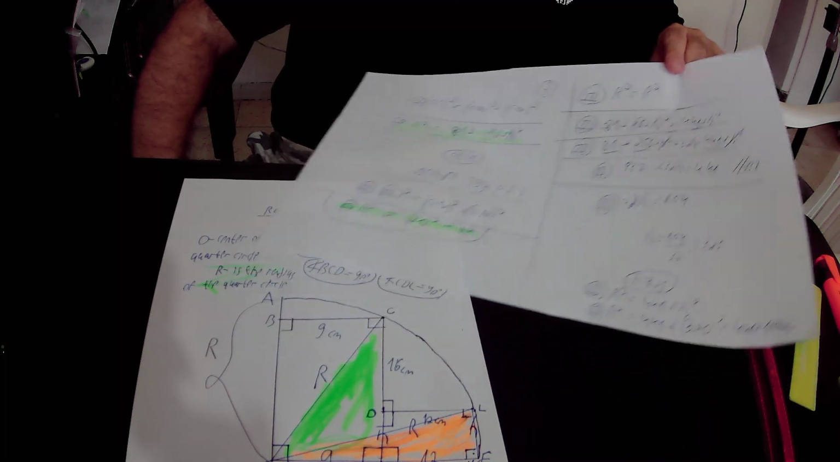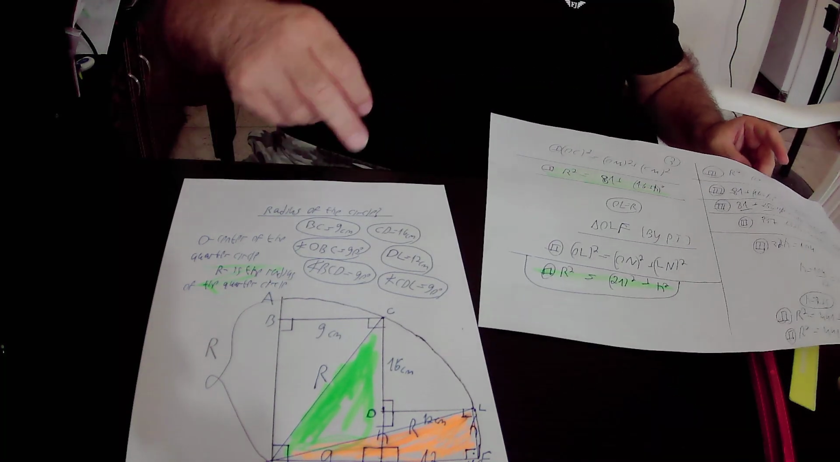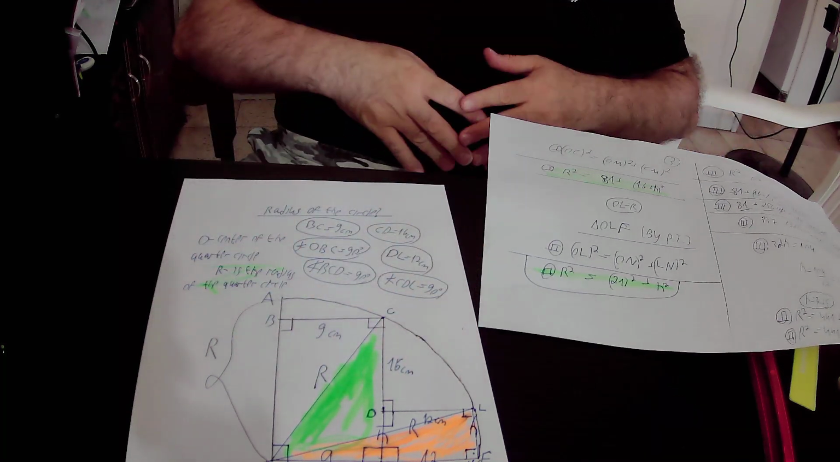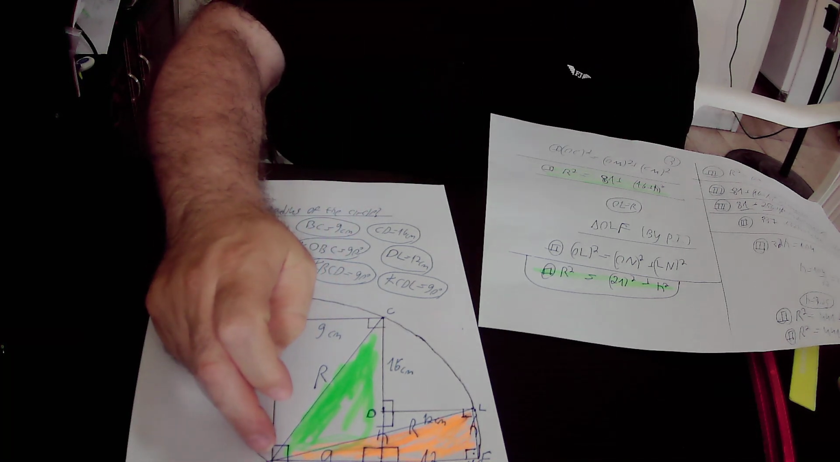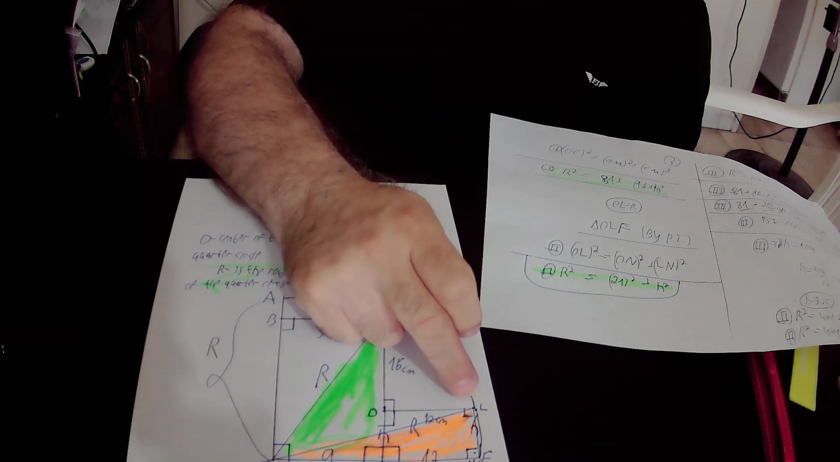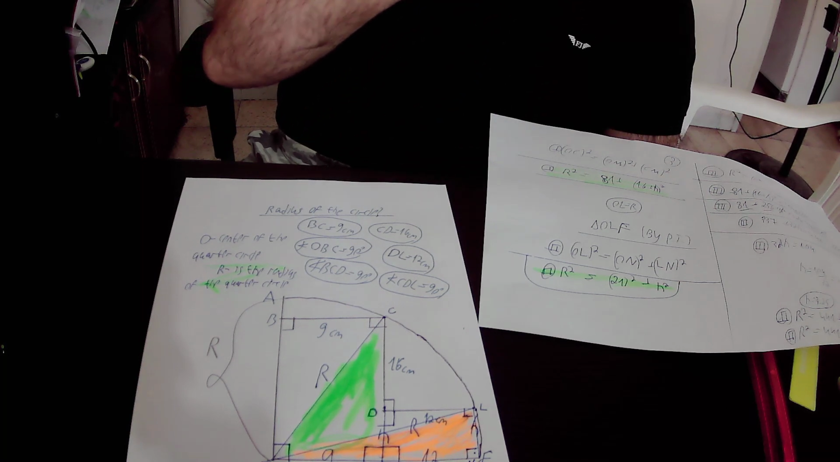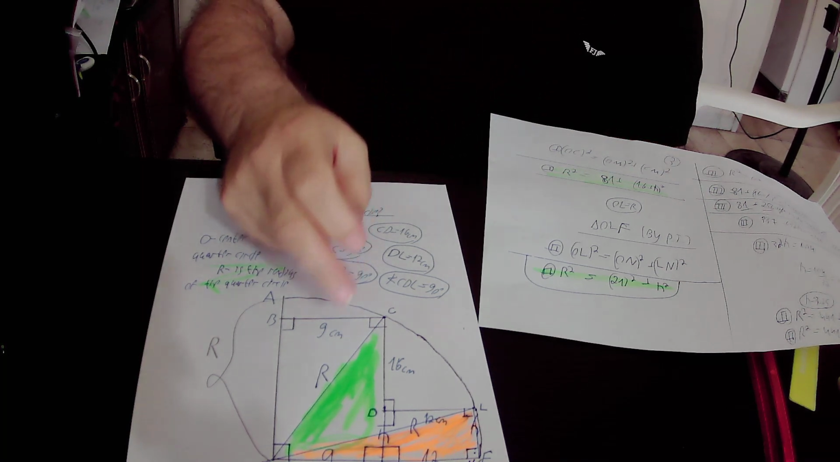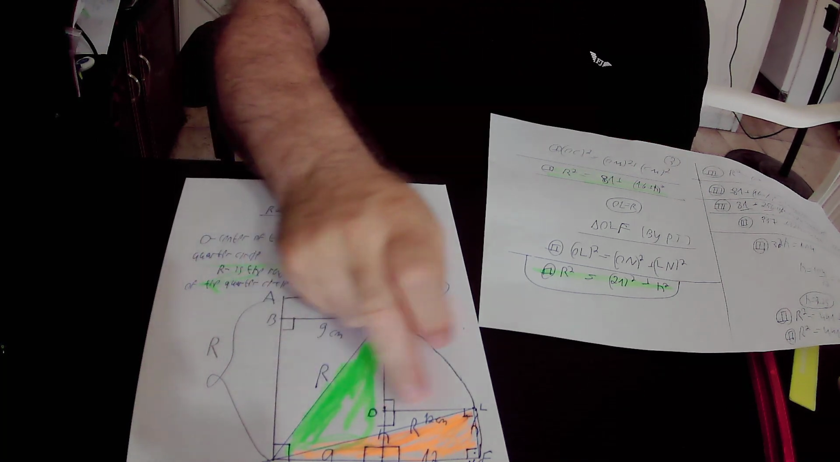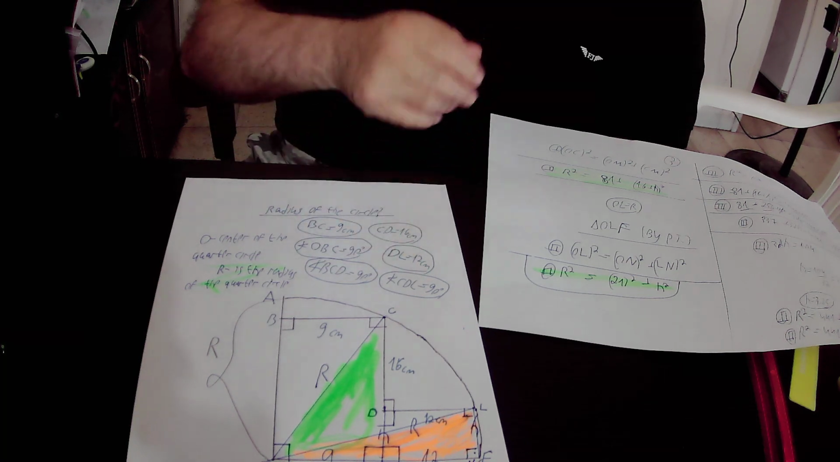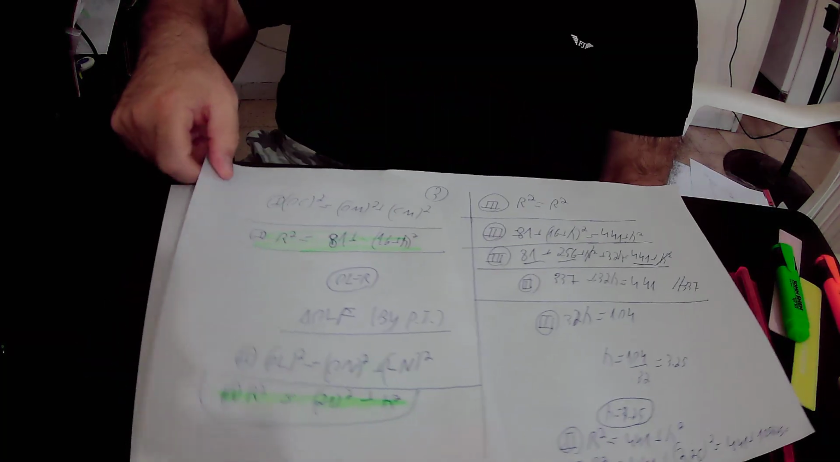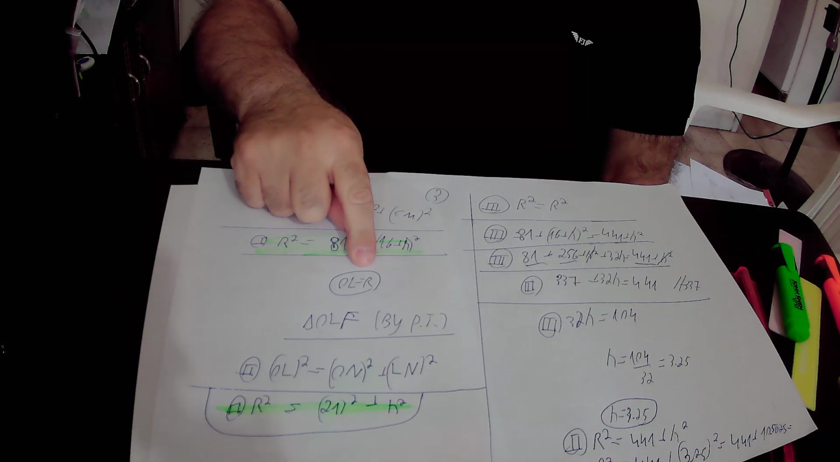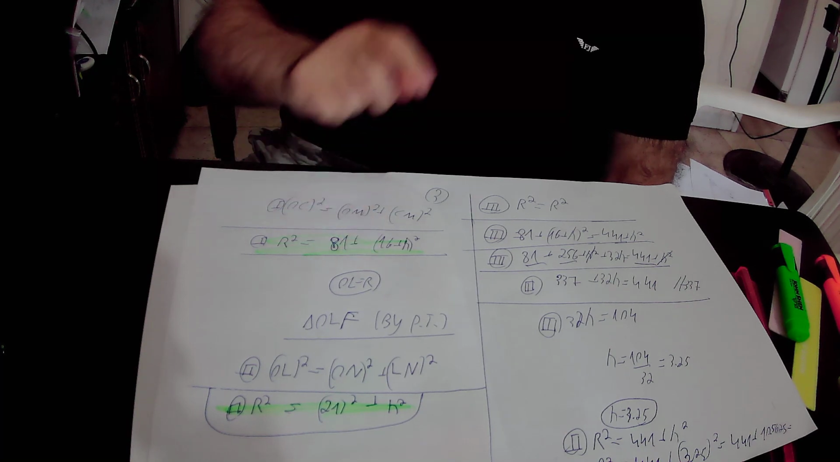So here, in the next step, we join points O and L together by a straight line. Point O is the center of the quarter circle. Point L is a point on the quarter circle itself. So, therefore, OL is the radius of this quarter circle that is equal to capital R according to our definition.